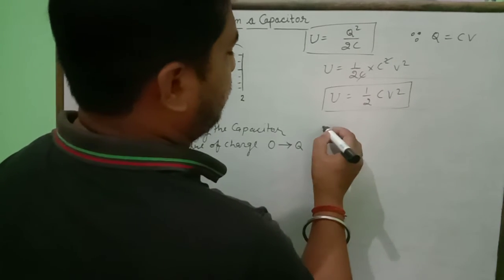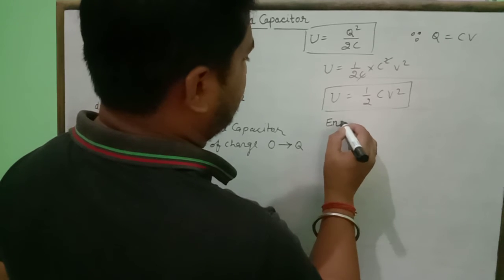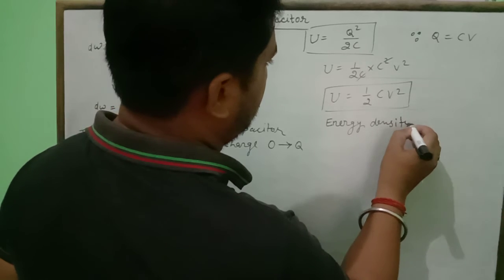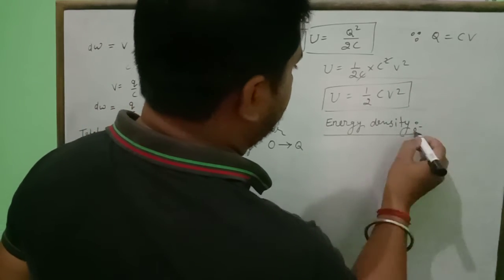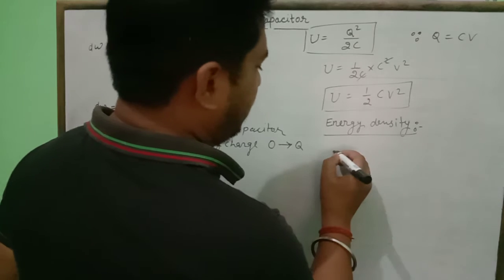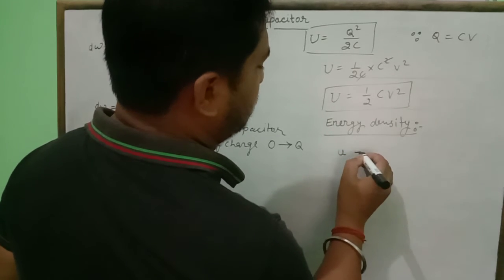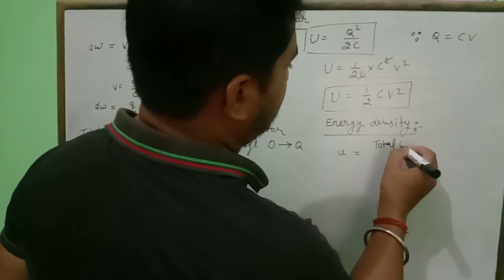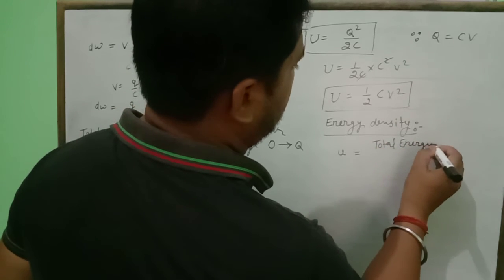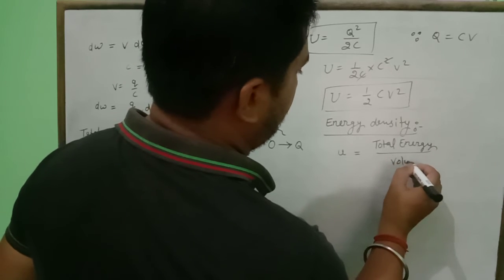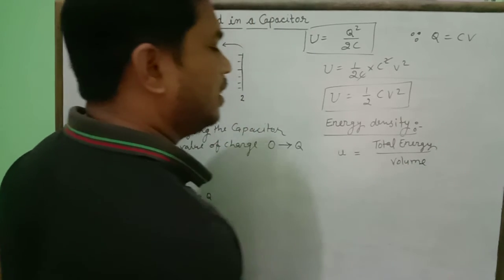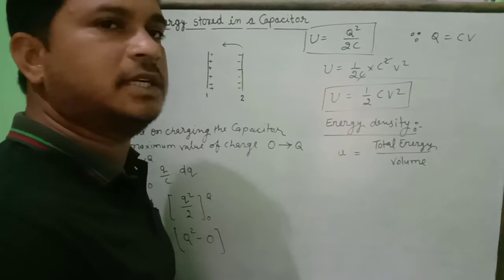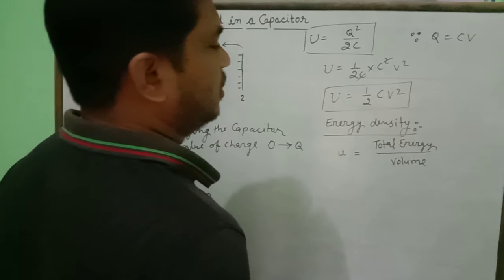Now we can determine the energy density also. Energy density is denoted by small u and written as total energy upon volume. It means total energy per unit volume is called the energy density. It is denoted by small u.